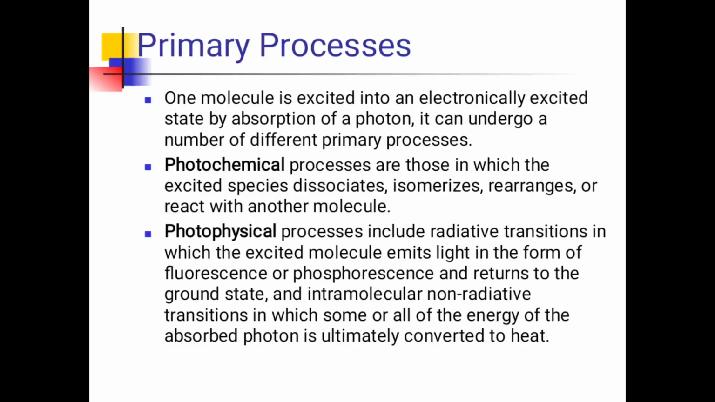Primary process of photochemistry. One molecule is excited into an electronically excited state by the absorption of photons. It can undergo a number of different primary processes: photochemical process and photophysical process. Photochemical processes are those in which the excited species dissociates, isomerizes or rearranges, or reacts with another molecule.